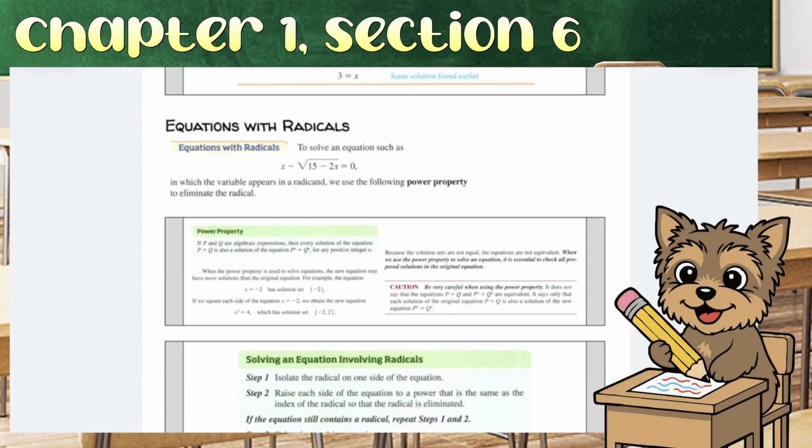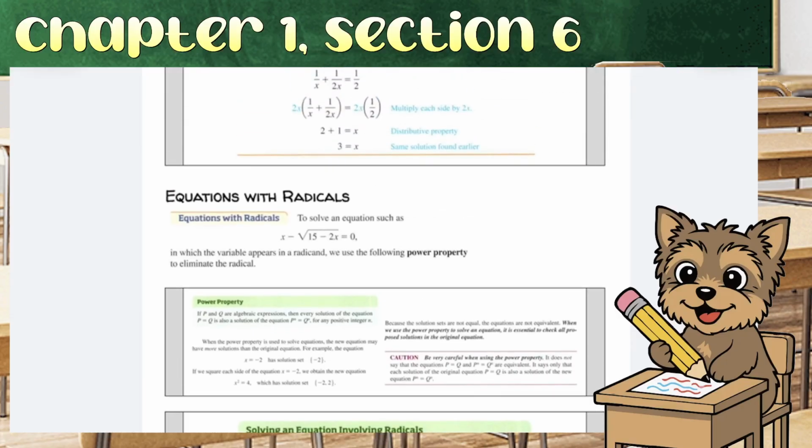And we got some equations with radicals. So this is going to be fun. So buckle up. All right.